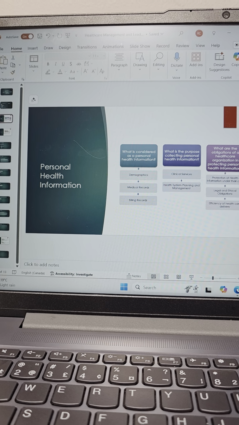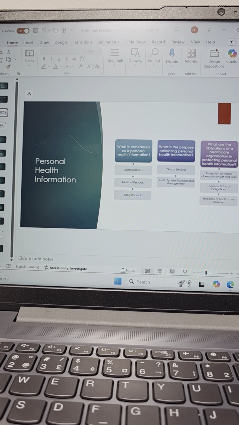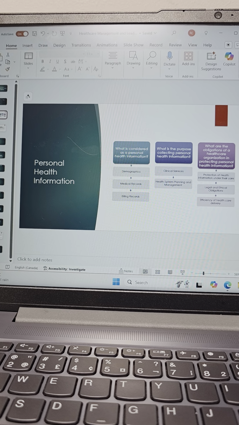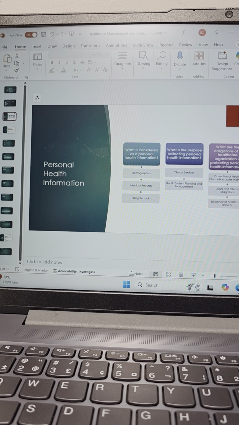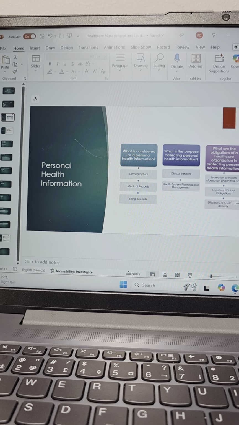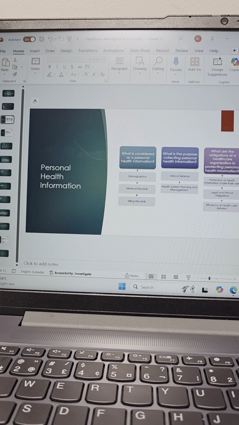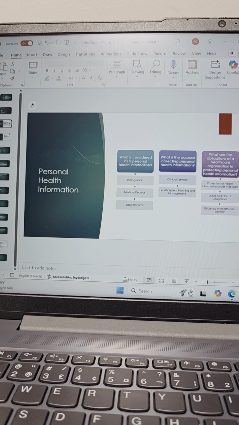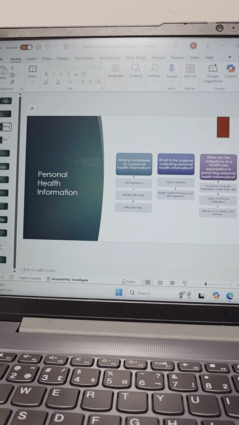Over here, what are the obligations of a healthcare organization in protecting personal health information? Protection of health information under their care, legal and ethical obligations, efficiency of healthcare delivery. Basically, the obligation of a healthcare organization is to promote patient confidentiality, so they have to safeguard the person's sensitive medical details.